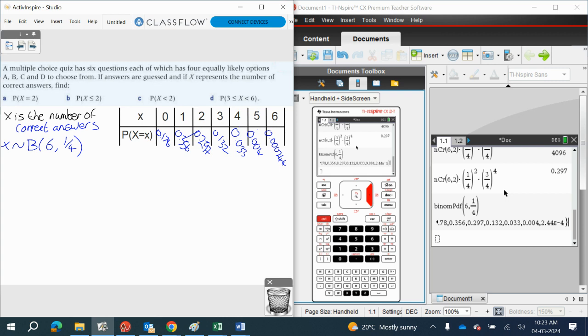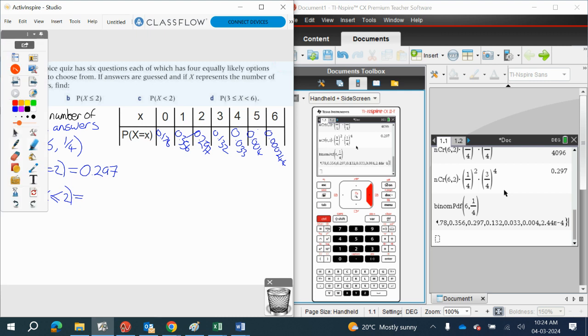What is the probability? So answering each question. A. What is the probability that the discrete random variable, the number of correct answers, is equal to 2? That's this one, 0.297.